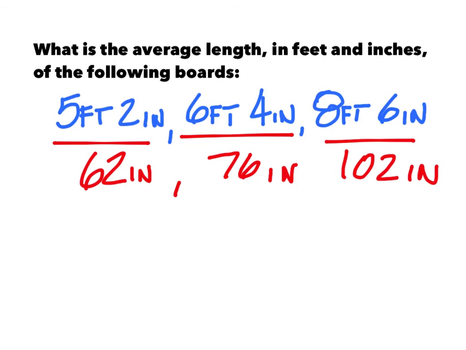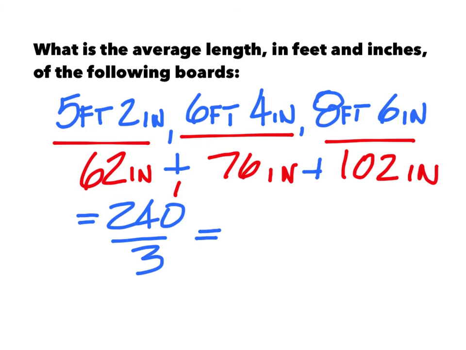Did anybody get all 3 of those right so far? Alright, you're on the right track. Now we have to add them all together. 62 and 76 is 138. 138 and 102 is 240. And we now must divide 240 by 3, which comes out to be 80 inches exactly. That's the average, but we have to convert it to feet and inches.